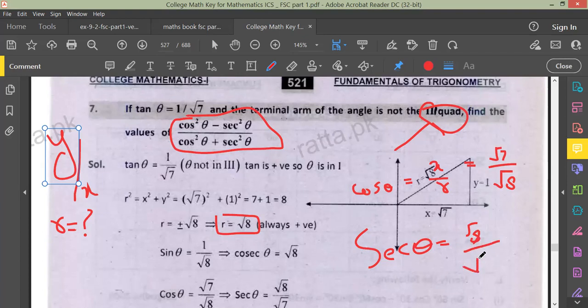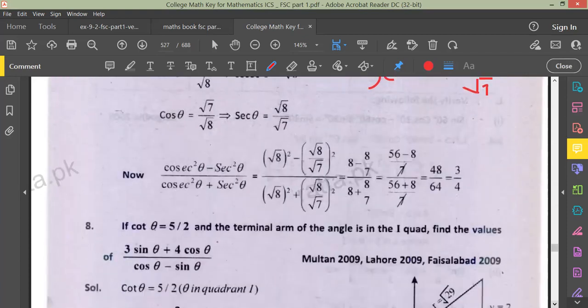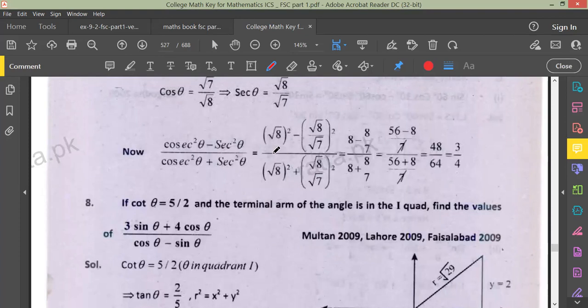So simply we will put this value into this expression to calculate the final answer of this question. So we are putting the values in this expression. So square root 8 square minus, after cutting, this will be 8 minus 8 over 7, 8 plus 8 over 7. Final answer will be 3 over 4.